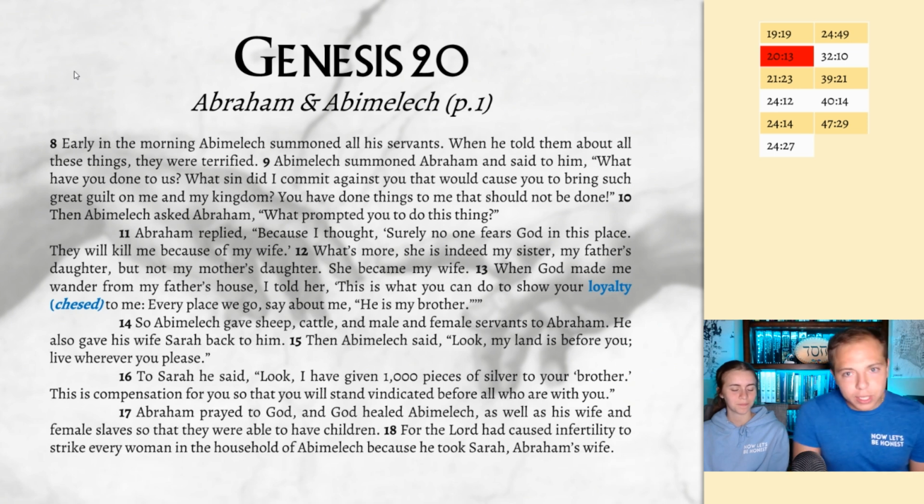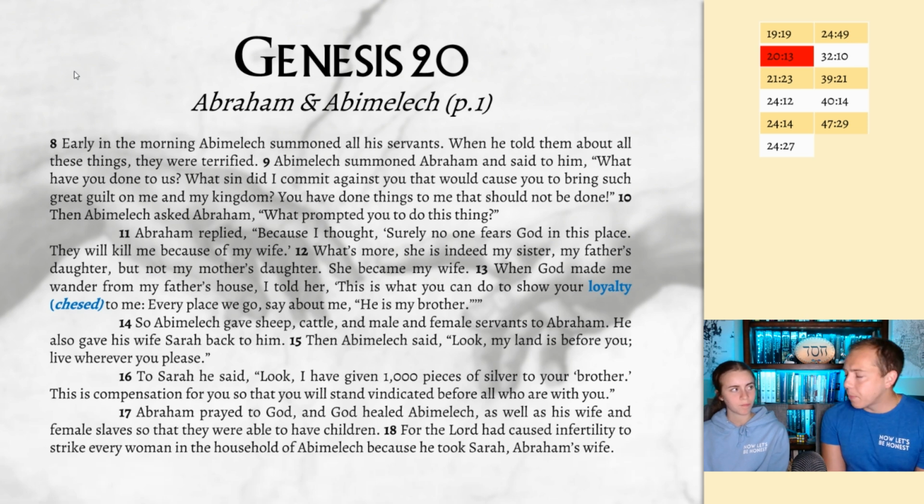Now we move into chapter 20, and we go back to the story of Abraham, because the whole Lot and Sodom thing was just depicting another aspect of who God is and what's going on there. We go back to Abraham. Now Abraham is journeying into the Negev region, which is in the south, and he settles in a place where he encounters a man named Abimelech.